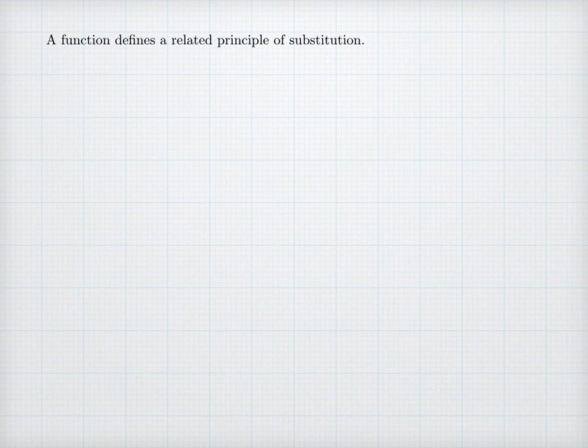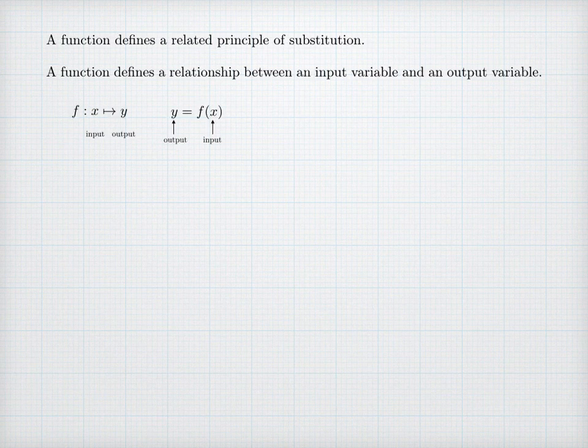So functions define a particularly powerful principle of substitution. We think of a function as defining a relationship between two variables. There's an input variable and an output variable. Typically x is used as the input variable, and it gives me an output variable y. So when I see f of x, I need to think of the value inside the parentheses as my input.